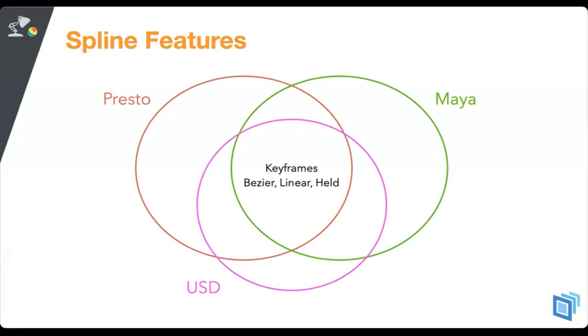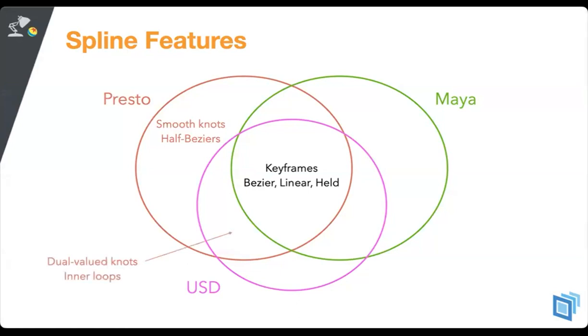There are some common features. Presto and Maya both have keyframes, Bezier, linear and held segments. There are some things that are unique to Presto that are probably not interesting to this group, but suffice it to say that anything that we thought was kind of weird or not ready for prime time or Pixar specific or even anim industry specific, we decided to keep out of USD. For our own use, we'll be emulating it.